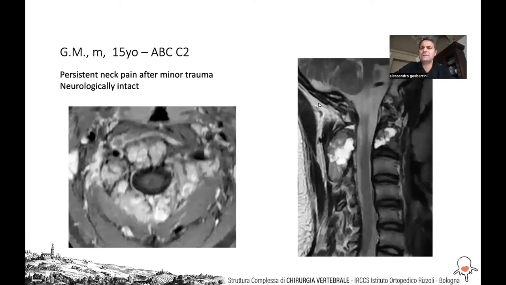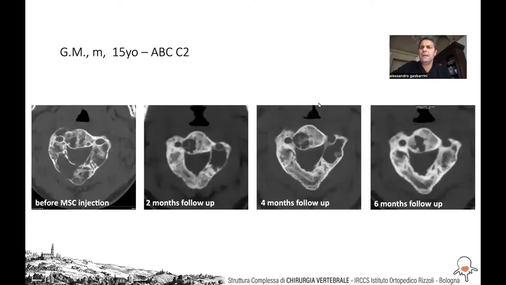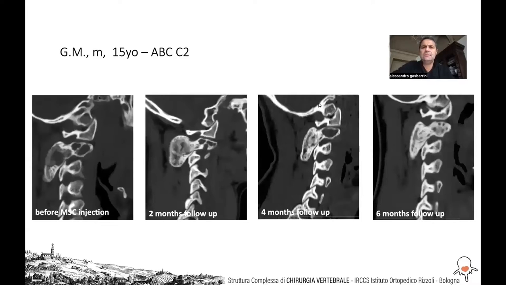Another case of successful MSC injection is a 15-year-old boy with persistent neck pain after minor trauma. The MRI showed an elaborated fluid lesion. The CT-guided biopsy confirmed ABC. Embolization was not feasible due to the angiographic pattern. The 6-month follow-up has been impressive, both clinically and radiologically, with complete symptoms remission. And this is a sagittal view after 6 months follow-up.